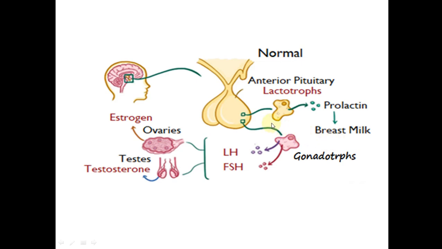The prolactin inhibits the secretion of the gonadotropins, mainly the luteinizing hormone and the follicle stimulating hormone, and we know that the gonadotropins have effects on the ovaries by increasing the female sex hormone known as the estrogen, and in the male they increase the secretion of testosterone, which is the male hormone.